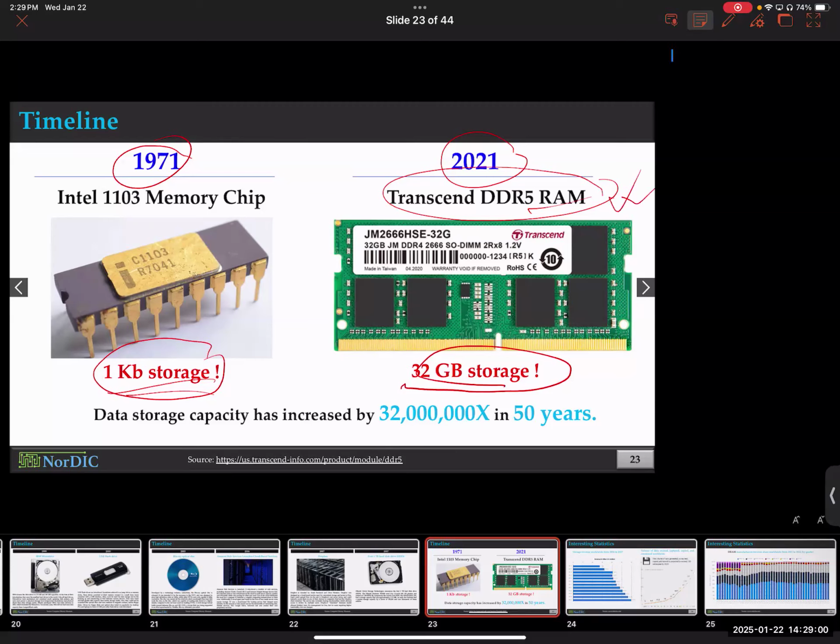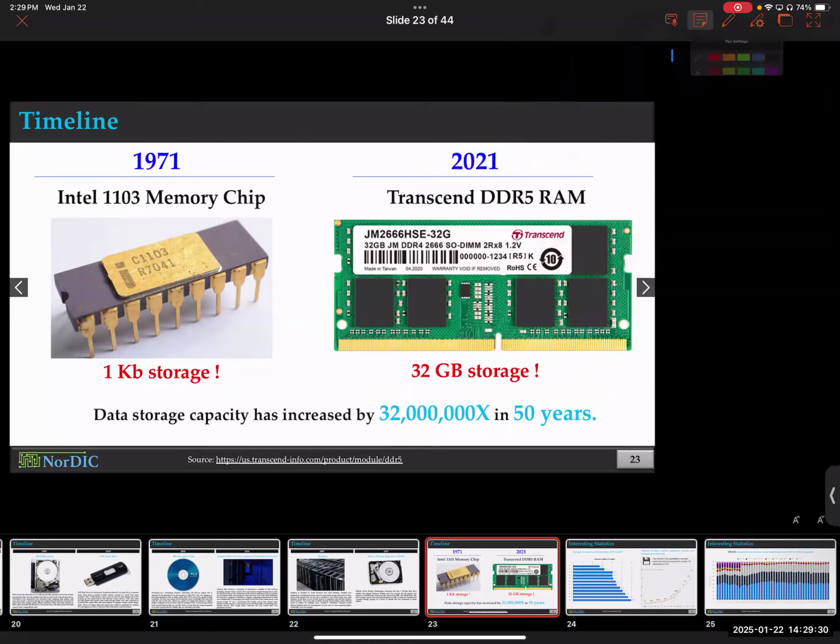And RAMs are not even known for storing information. They're mostly used for the processor to temporarily store some information while they process. It's not something that you store a movie in. You don't store a movie in a RAM. But even that has a humongous storage density. How much exactly? 32 million times increase. 32 million times increase in storage density within a period of 50 years. That's how much we have managed to enhance our capability to store information.